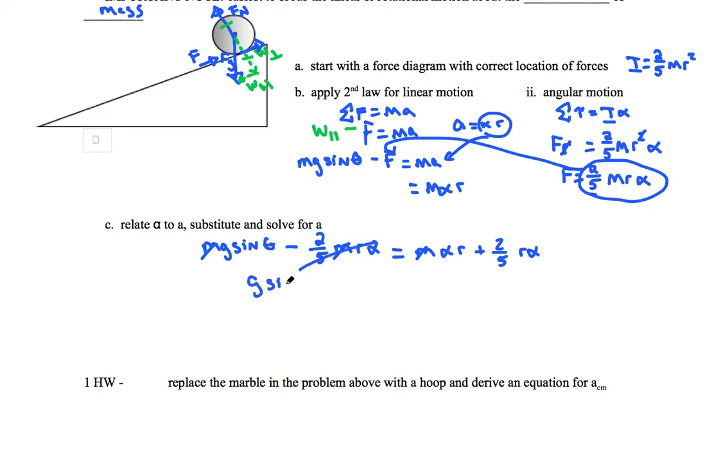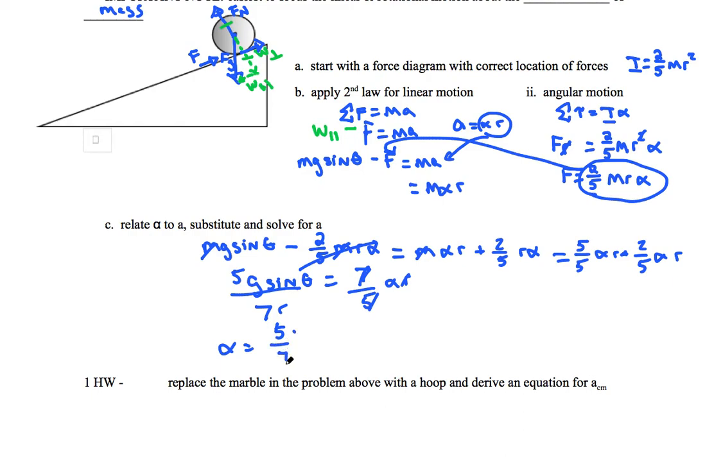So I have g sine theta equals alpha r plus 2/5 alpha r. If I think of it like this, if this is 5/5 alpha r, which is just 1, plus 2/5 alpha r, this is equal to 7/5 alpha r. And if I solve for alpha first, I cross multiply by 5 and then divide by 7r. So I get alpha equals 5/7 g sine theta, over r.